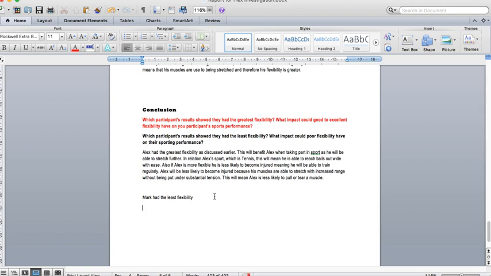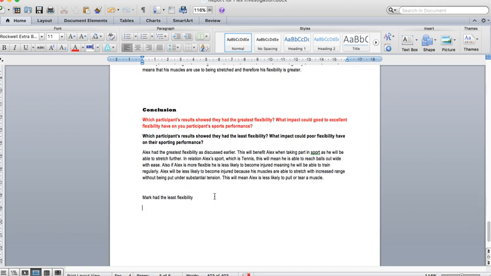isn't able to move as freely around a football pitch, and therefore he's not able to play at his maximum because he doesn't feel comfortable, and he's at risk of injury. If Mark's at risk of injury, he might be mindful of that, so he might not want to do any movement that could put him at risk.